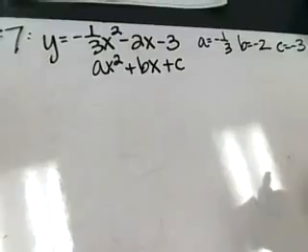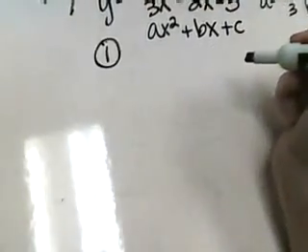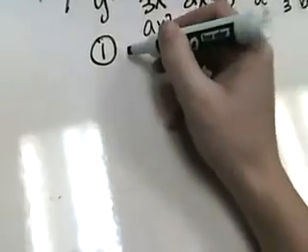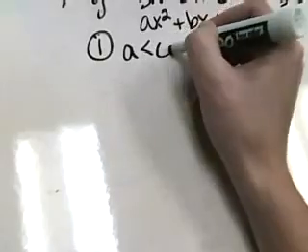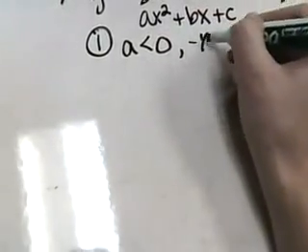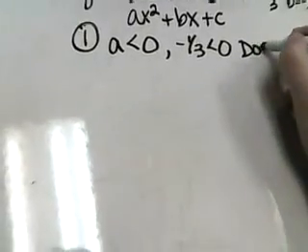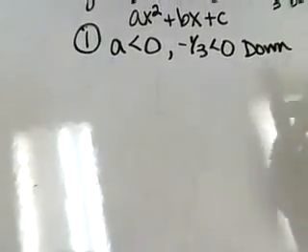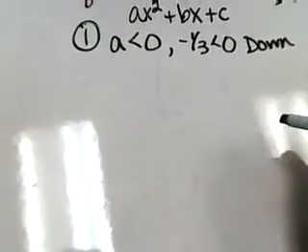Okay, so I have those pieces. Now, my first step is, does it open up or down? So I'm looking at a. a is negative 1/3, so it is less than 0, because negative 1/3 is less than 0. So this tells me it should open down. So already in my mind I kind of have this picture. I know it needs to look something like that. It needs to open down.